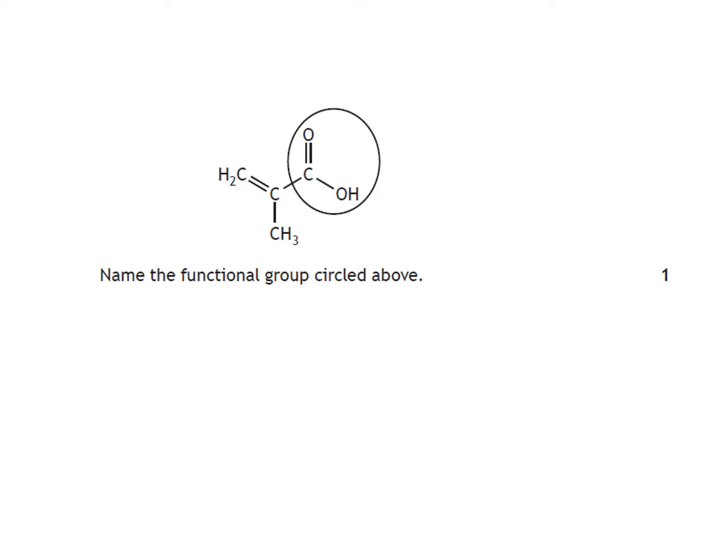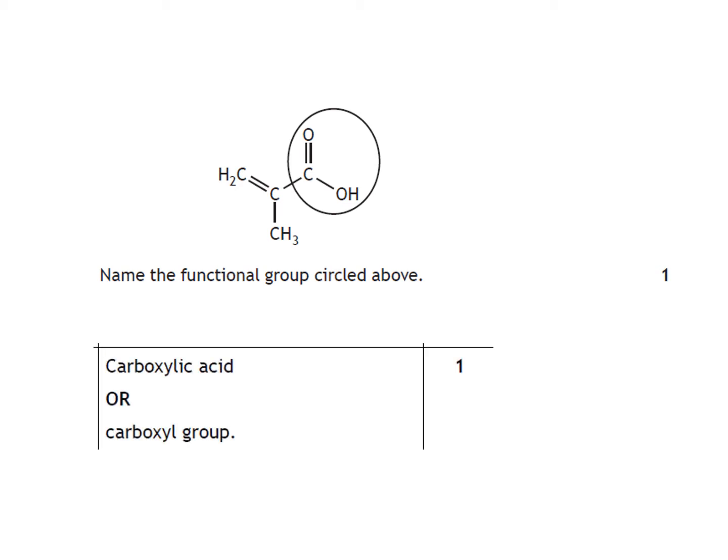So I think this should be a fairly straightforward one for you guys. What's that called there, circled? So this is, of course, the carboxyl group, or it's an acceptable answer to write carboxylic acid.